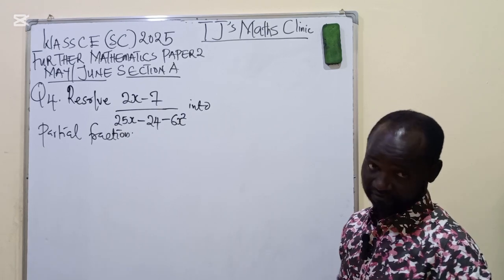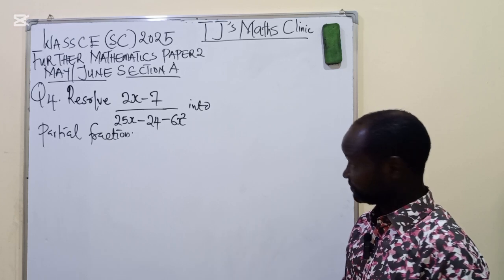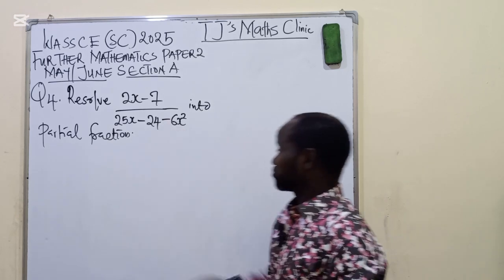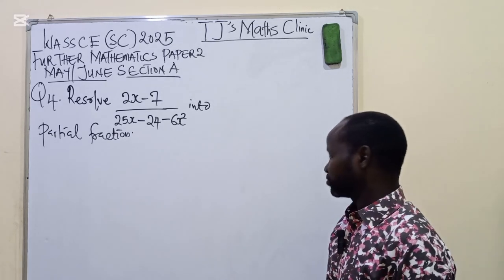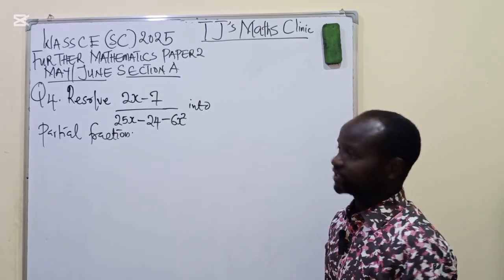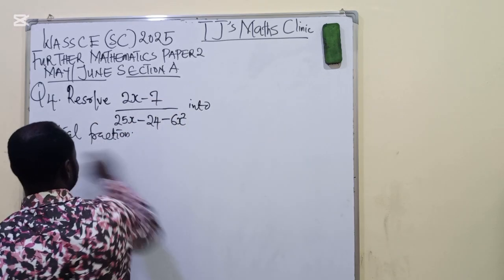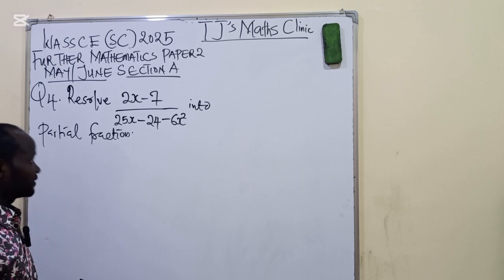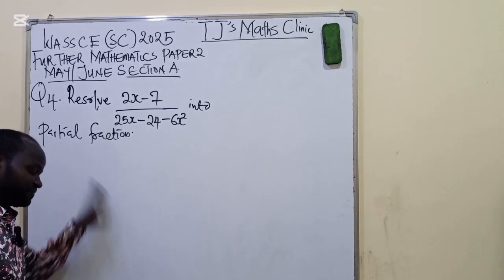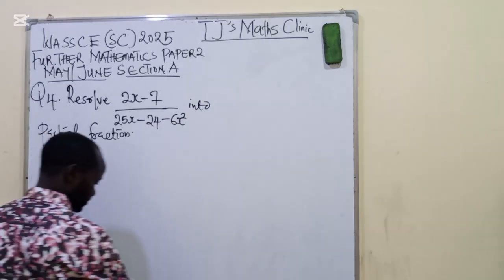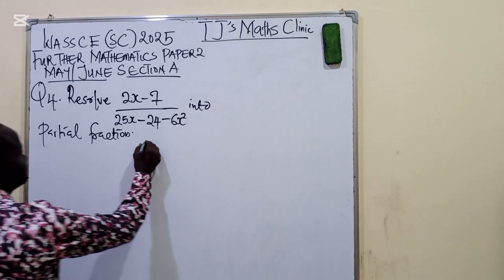We are asked to resolve (2x minus 7) upon (25x minus 24 minus 6x squared) into partial fraction. Of course, this is partial fractions. We are asked to decompose this compound fraction, or split it, into partial fractions. This question carries 6 marks. Let's look at how we can solve this. Let's write down the solution.